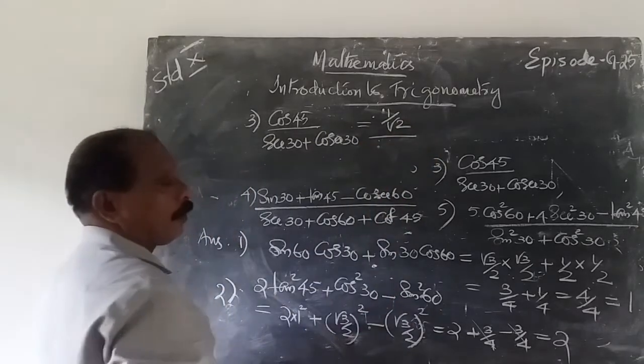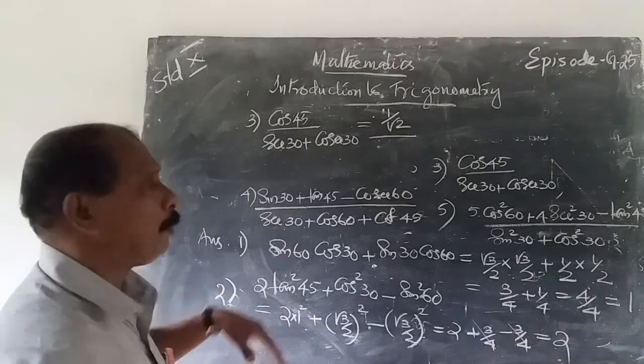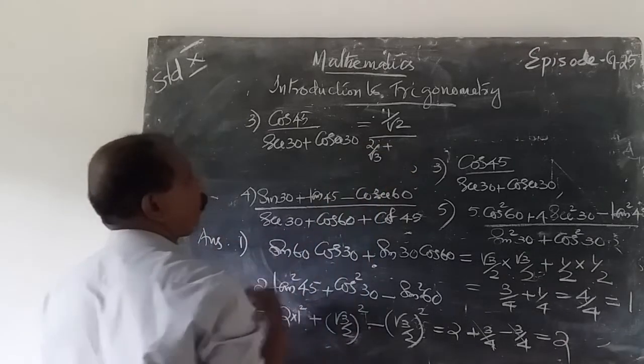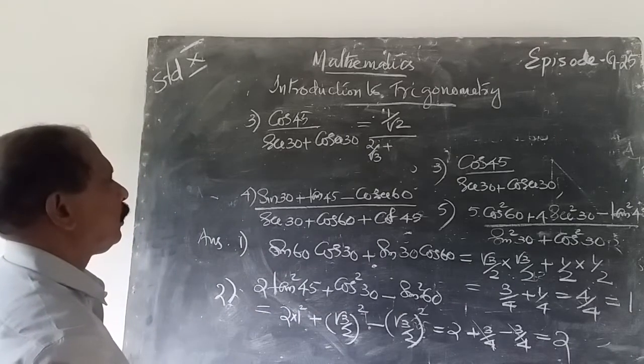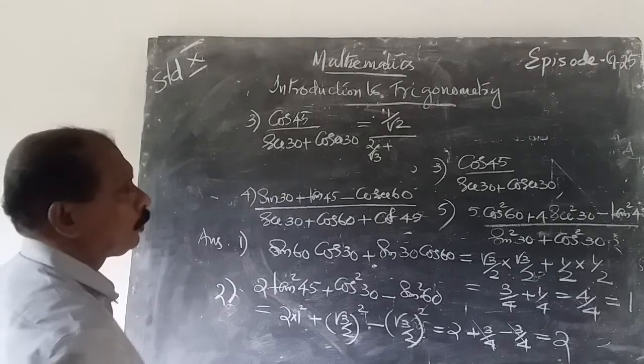By cos 30, which is root 3 by 2. Therefore sec 30 is 2 by root 3. Cos 30 is root 3 by 2, therefore sec 30 is 2 by root 3. Cosec 30: sin 30 is 1 by 2, so cosec 30 is 2.